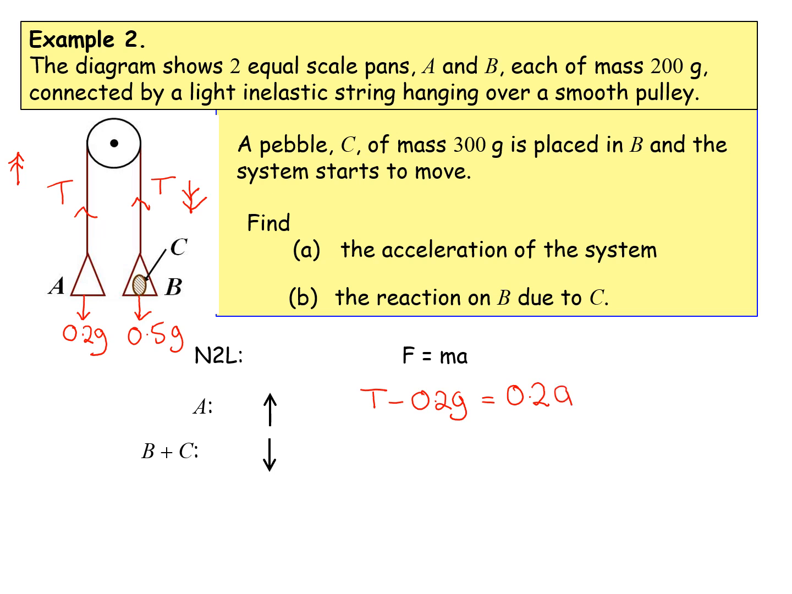And the other one, B and C together. This time the weight is pulling it in the direction it's going, so that's positive. Tension is acting against it, and the mass of all that lot.